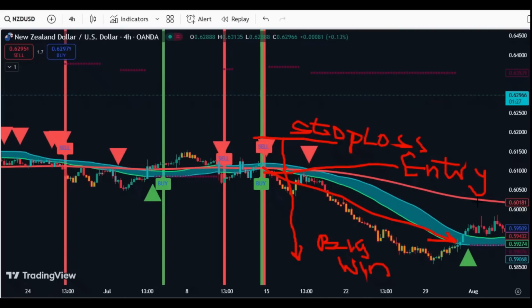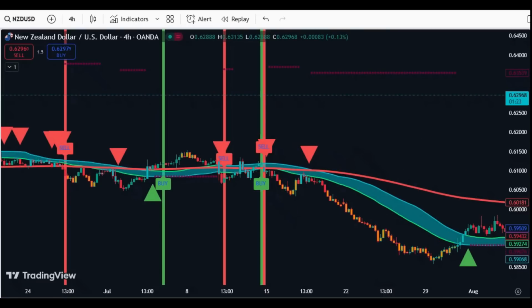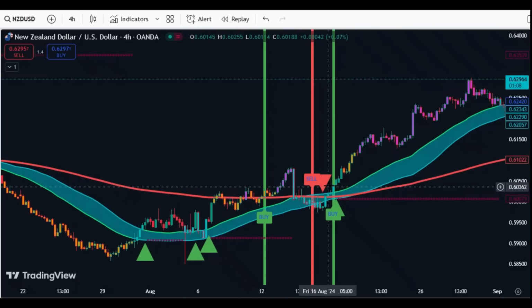Now let's go through live examples, real life examples, and see how we can trade this strategy. As you can see, at this point we have this signal here pointing upward, and the moving average has already given us a clear indication that we are currently in an uptrend. So this is a clear buy signal.